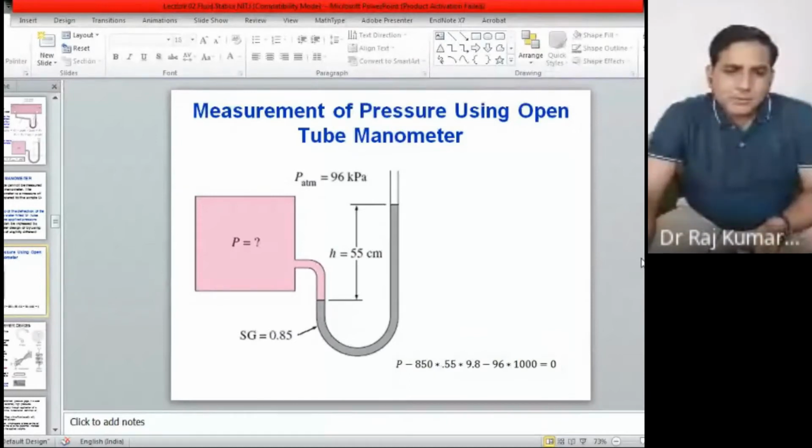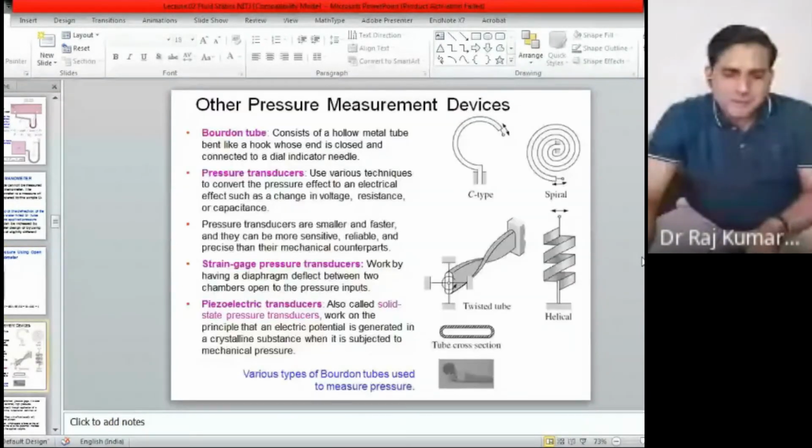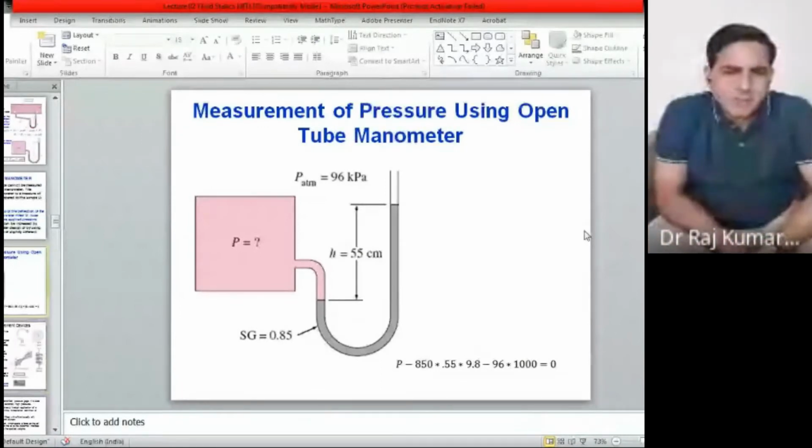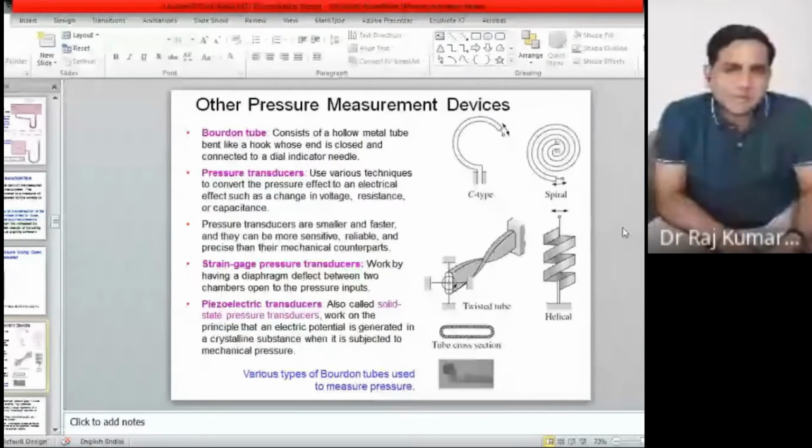Now let's say, how do you measure the pressure actually? So how do you measure the pressure? For pressure measuring, you have some devices which give you the pressure. I hope you have heard of them, though you might not have heard any one of them.